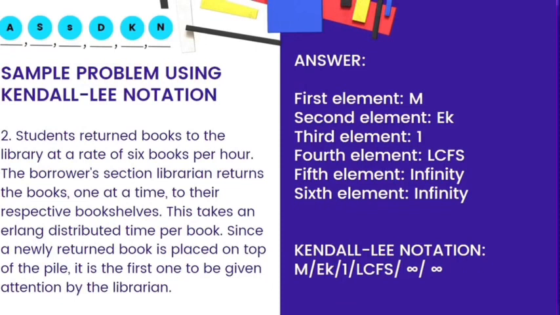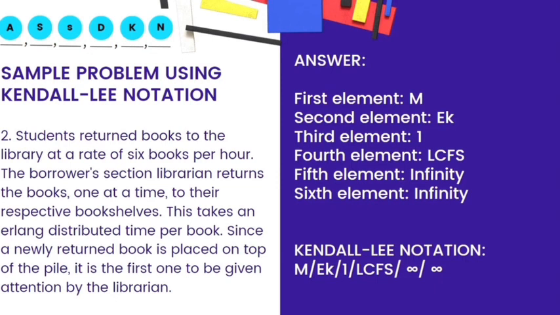Another example. Students return books to the library at a rate of 6 books per hour. The borrower's section librarian returns the books one at a time to their respective bookshelves. This takes an Erlang distributed time per book. Since a newly returned book is placed on top of the pile, it is the first one to be given attention by the librarian. So again, the first element pertains to the input process. We have the Poisson arrival process, hence Markovian, or the letter M, is used.